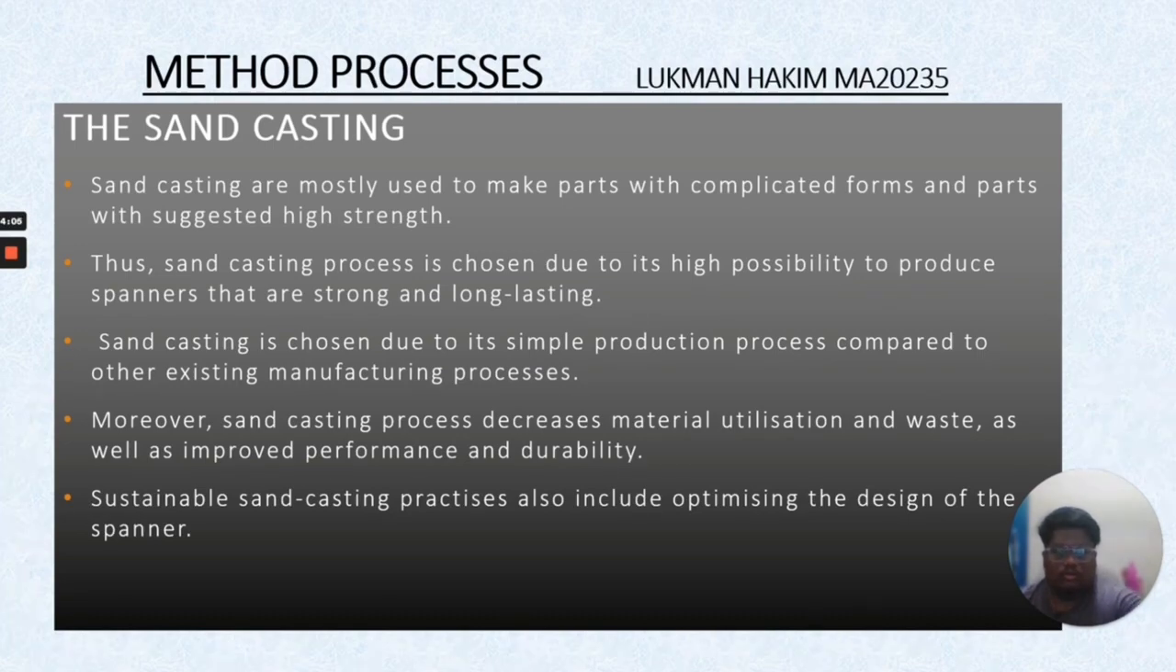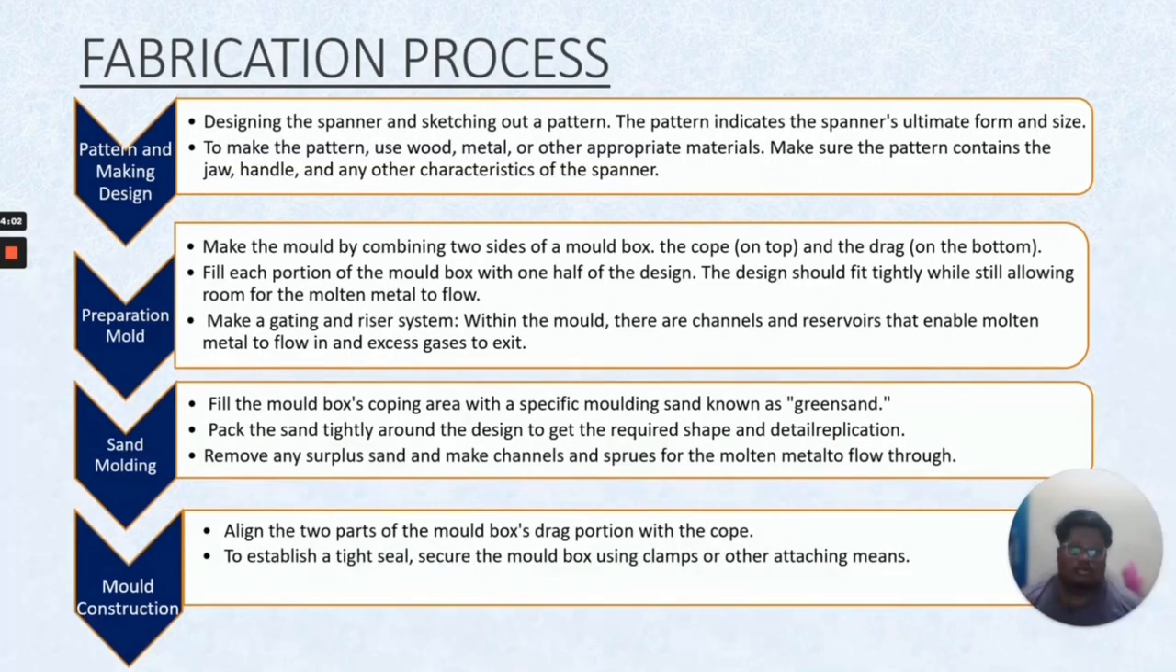So next is the fabrication process. First, pattern making and design. Design the spanners and sketch out the pattern. Make the pattern using wood, metal, or other components. Make sure the pattern contains the jaw and the other characteristics of the spanner.